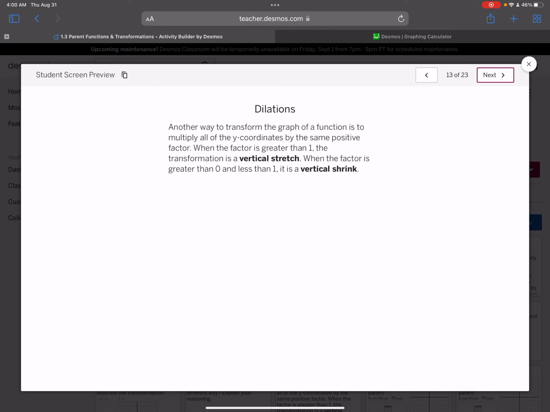So you know those videos of the hydraulic press that you sometimes get on TikTok, maybe? That would be a vertical shrink or a vertical compression. You're compressing it. You're making it go down. You're pushing down on it.